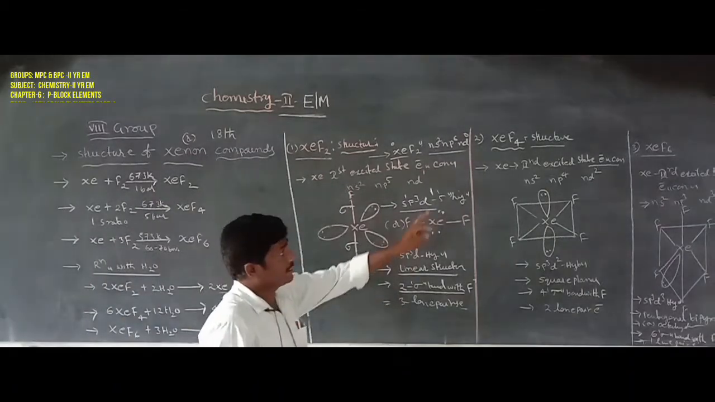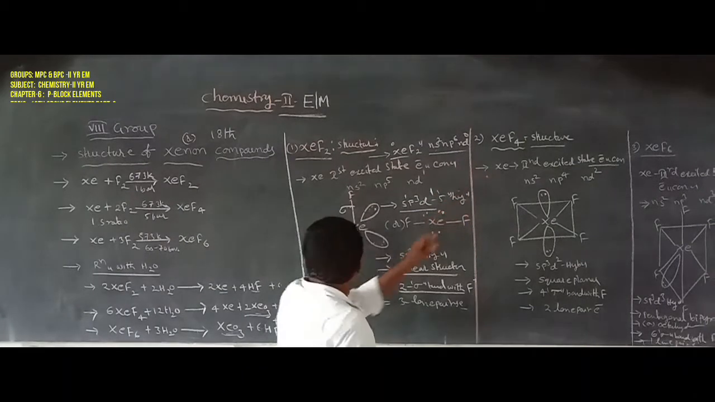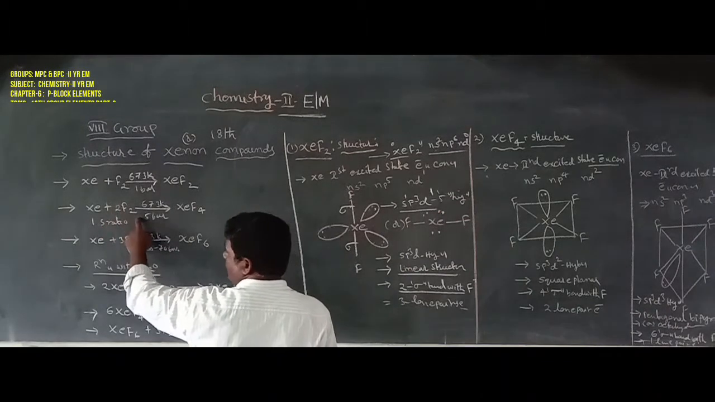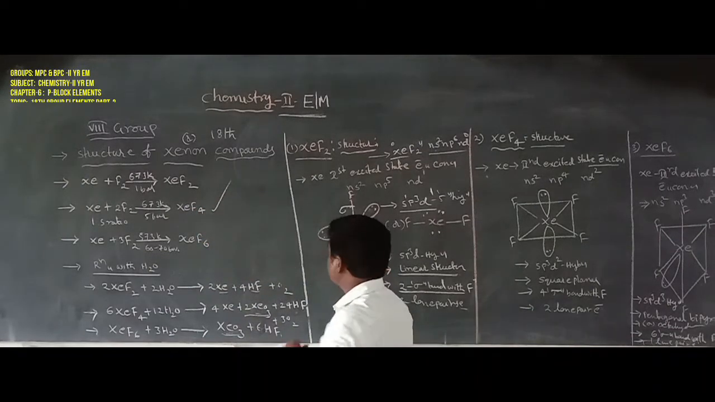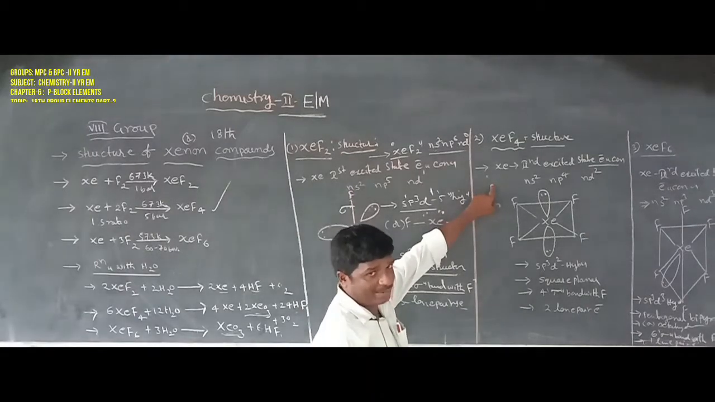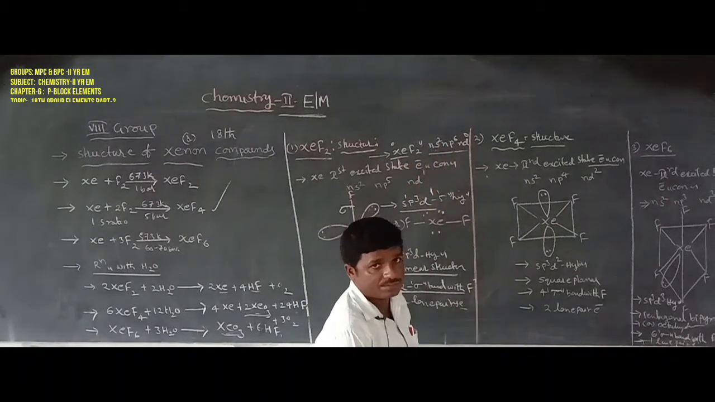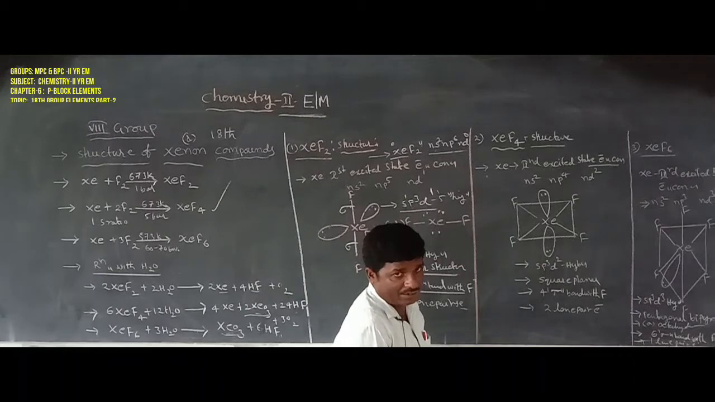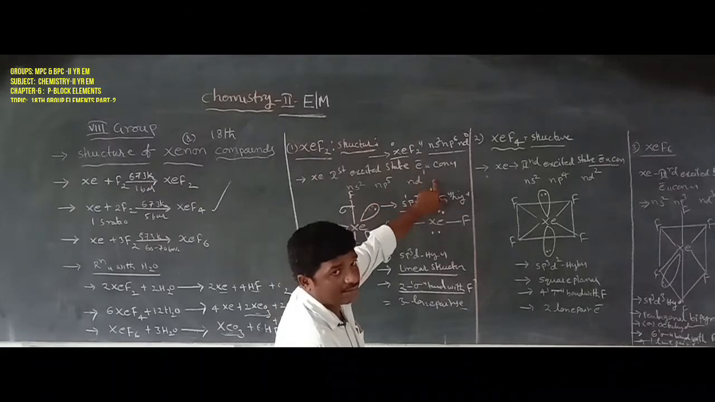Next, another one, structure of xenon tetrafluoride. Tetra means 4. Xenon reacts with fluorine in a 1:5 ratio at 673 Kelvin and 5 bar pressure, then forms xenon tetrafluoride. That is the structure of xenon tetrafluoride. In this xenon tetrafluoride, xenon is the central metal atom. Xenon ground state electron configuration is 5s2, 5p6, 5d0. Xenon first excited electron configuration is 5s2, 5p5, 5d1.